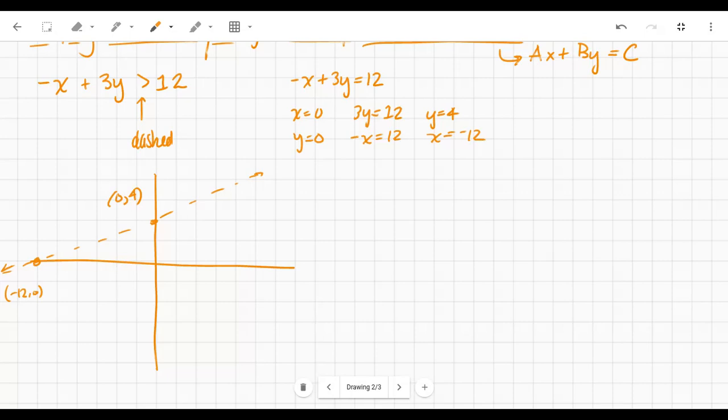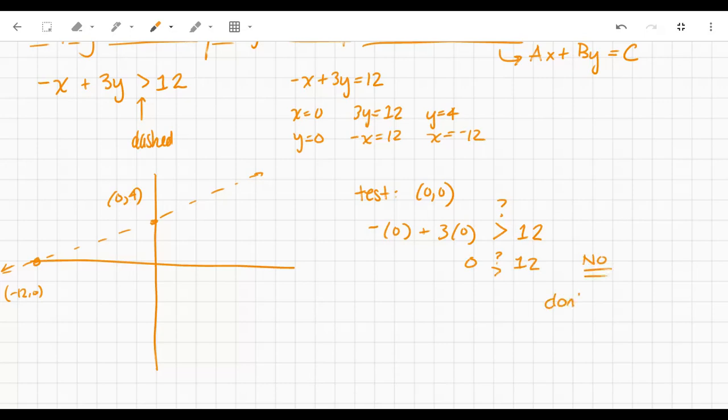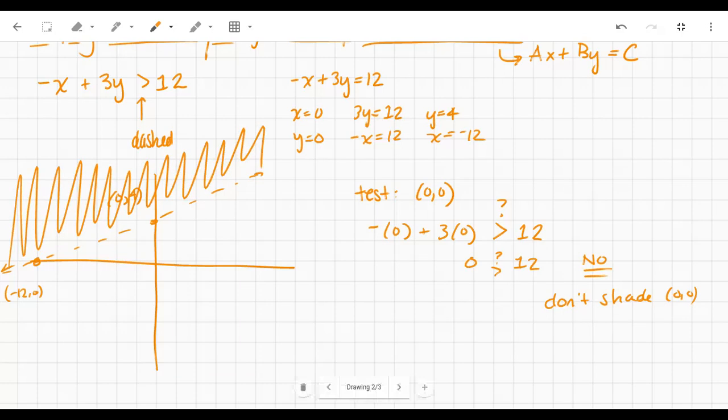Okay, the other easier option is to just test the point 0, 0. If 0, 0 makes the statement true, then we should shade where 0, 0 is. If 0, 0 does not make the statement true, then we should not shade where 0, 0 is. Okay, so negative 0 plus 3 times 0, is that greater than 12? Okay, so in other words, is 0 greater than 12? And the answer is no. So don't shade 0, 0. Okay, so when choosing which half to shade, we're going to shade the half without 0, 0. Okay, so that's going to be our answer there.